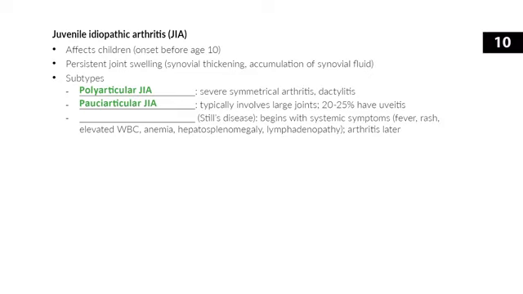And the 3rd type of JIA is called systemic onset JIA, and the old name is Still's disease. These patients can have arthritis, but they often have systemic symptoms such as fever, rash, elevated white count, anemia, hepatosplenomegaly, and lymphadenopathy. If they have all of these systemic symptoms, but not much in the way of obvious arthritis, JIA can look a lot like leukemia or lymphoma.